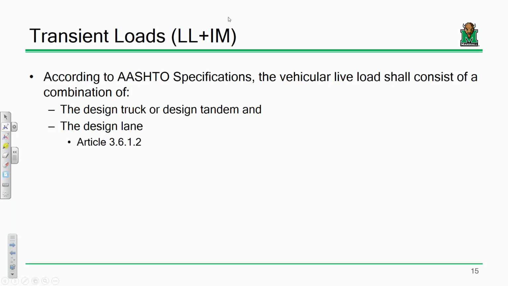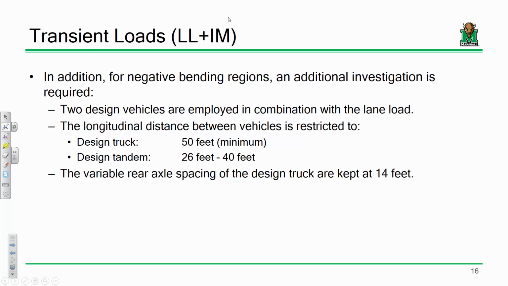Okay. Now, and this is where I think you all really are going to want to pay attention. According to AASHTO, the vehicular load shall consist of a combination of either the truck and the lane or the tandem and the lane. So let's say it's a simply supported bridge. You'll run 3 analyses: for the truck, for the tandem, and the lane. And you'll get a column of data. Here's the truck moments. Here's the lane moments. Here's the tandem moments. So you'll say the truck and the lane, get a value. Tandem and the lane, get a value. Whichever one's your worst case scenario, that's the one that you're going to use. But there's a couple more caveats that we need to throw out there.